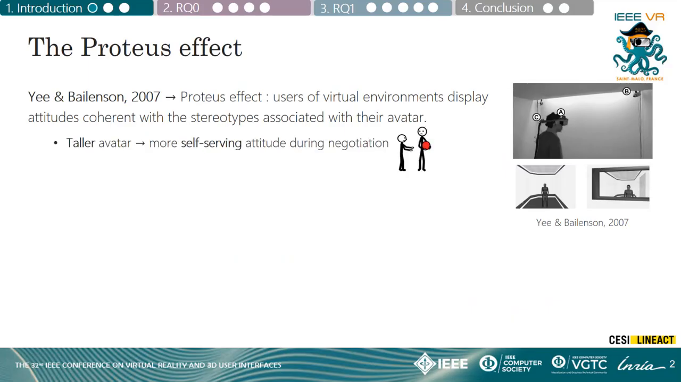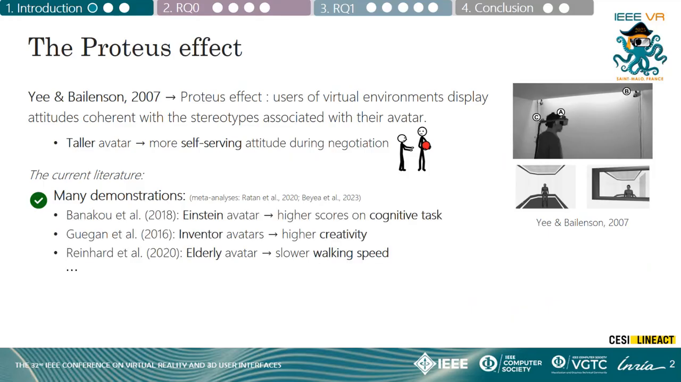For example, in the study by Yee and Bailenson that termed this effect, they showed that participants embodying a tall avatar tended to be more confident and self-serving during a negotiation task. Since this publication, numerous other studies have replicated this effect using a variety of avatars and tasks. Such demonstrations include one in which an avatar of Albert Einstein led to higher scores on a cognitive task.